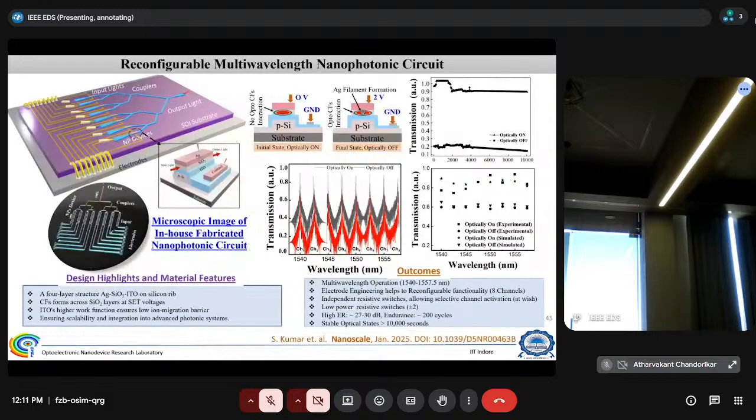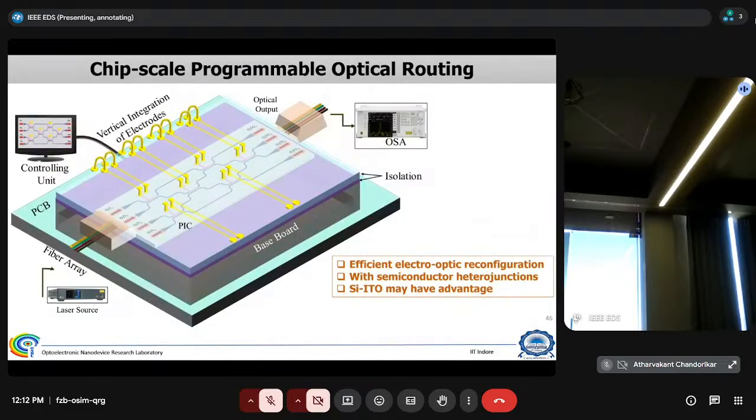So then, based on the similar concept of this nanophotonic resistor switch, we developed a multi-wavelength nanophotonic circuit, which is reconfigurable. You can reconfigure it, and it is multi-channel. So you can switch on and switch off any of these 8 channels at your wish. So you call it a reconfigurable thing.